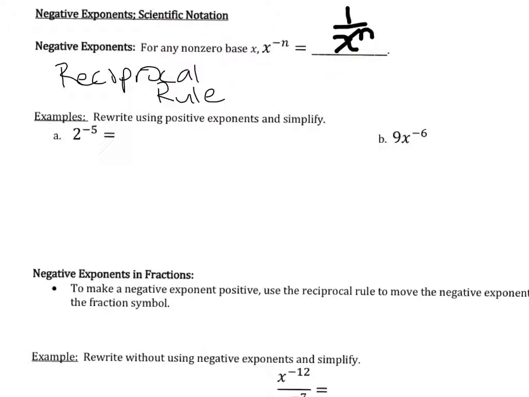Let's go to 2 to the negative 5. By the reciprocal rule, I know that I have to do 1 over 2 to the 5th power in order to make that 5 positive instead of negative. And of course, we can do 2 to the 5th power. That's multiplying 2 five times, and that'll be 1 divided by 32. So 2 to the negative 5 power is 1 over 32.